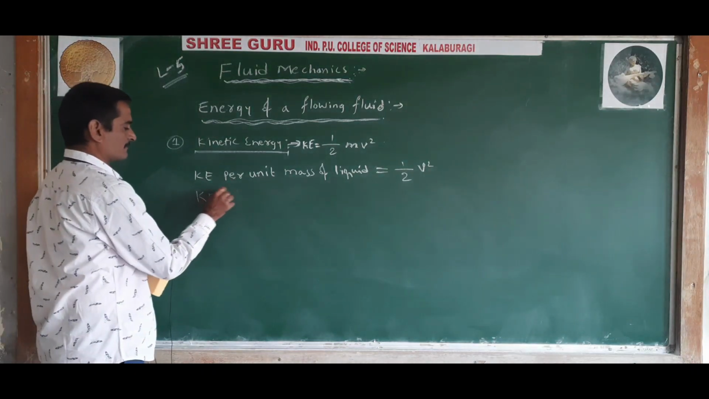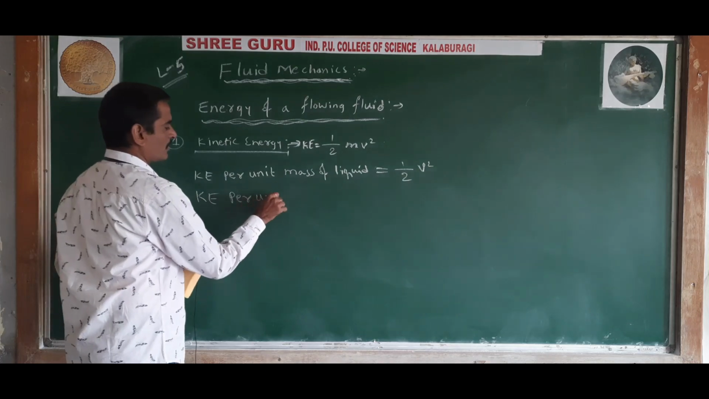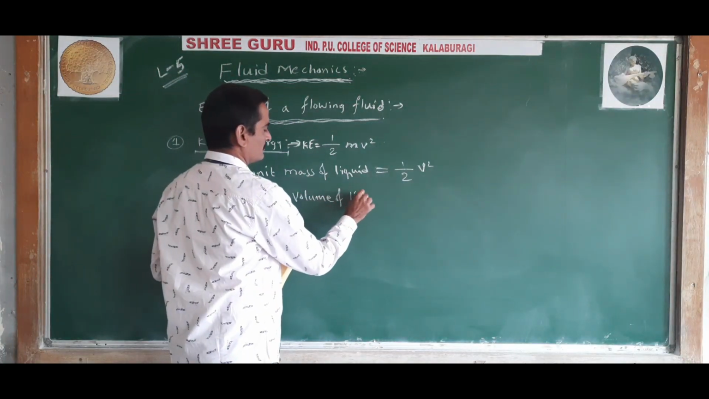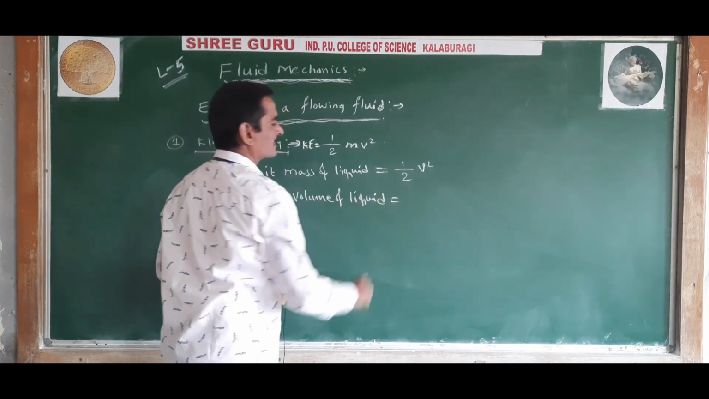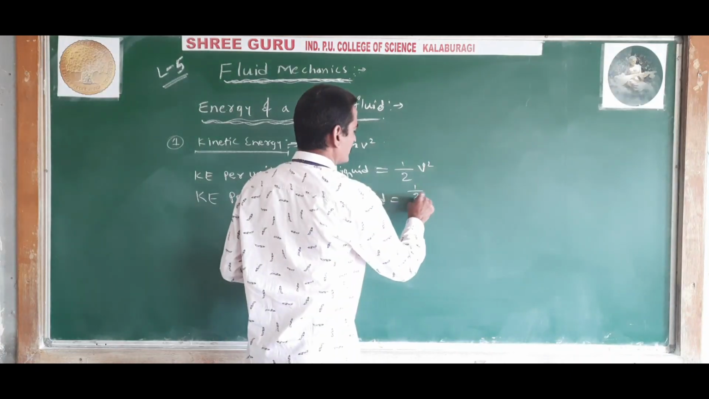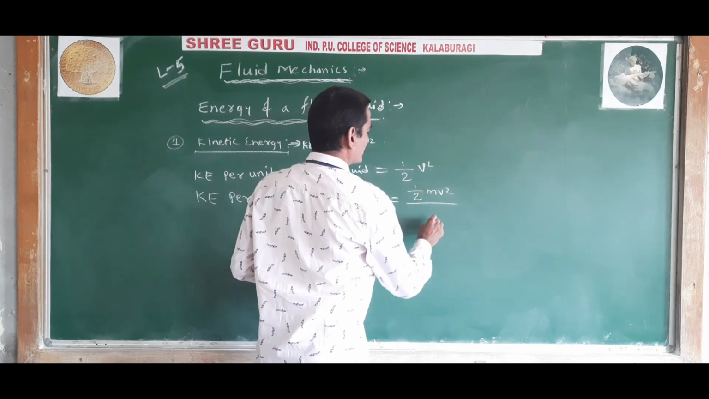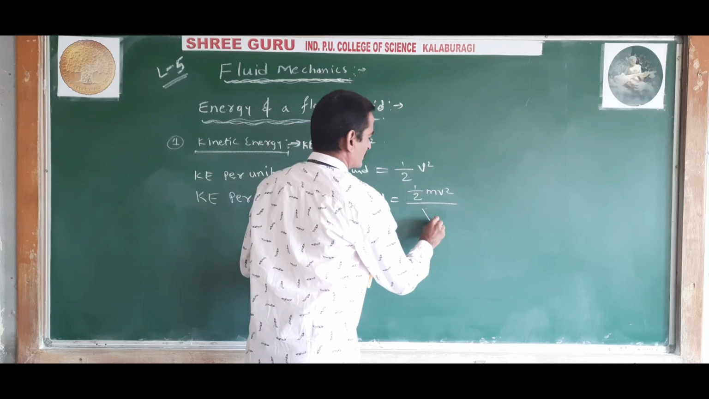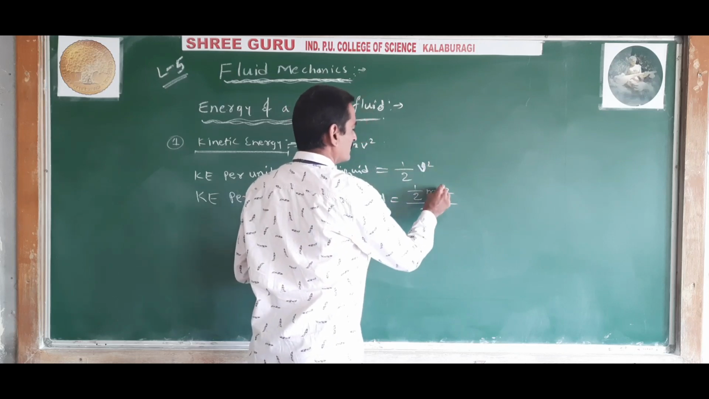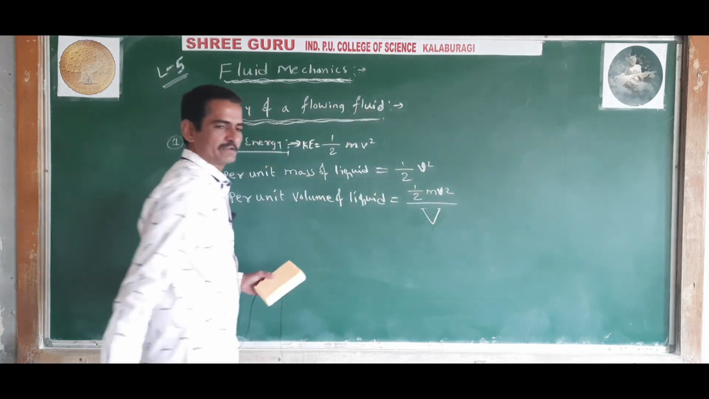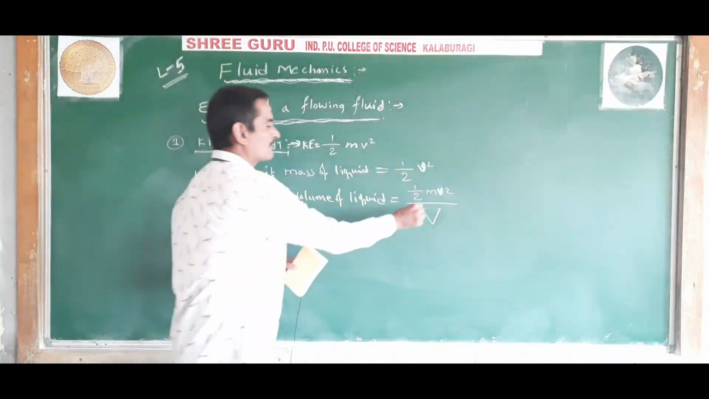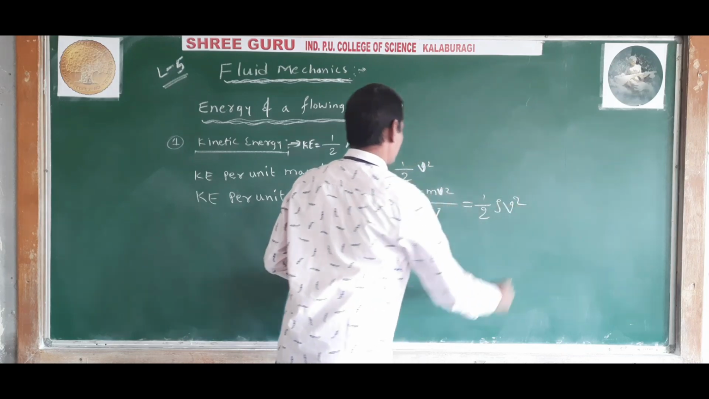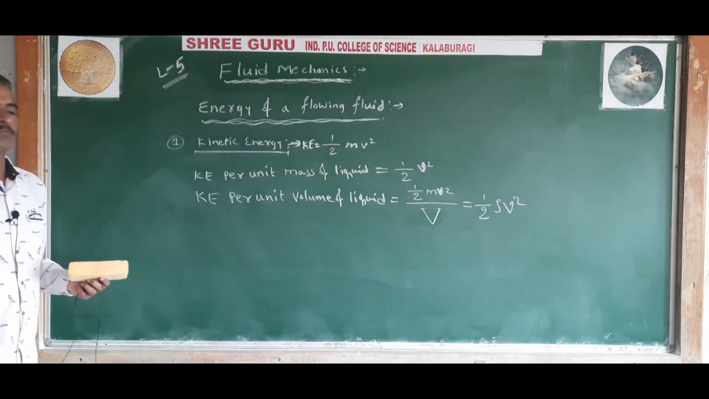And the kinetic energy per unit volume of liquid is given by 1/2 mv square, that is kinetic energy divided by volume. This is capital V, volume, and this is small v, velocity. So it is mass divided by volume, that is nothing but density. So 1/2 rho v square. This is the kinetic energy per unit volume of liquid.